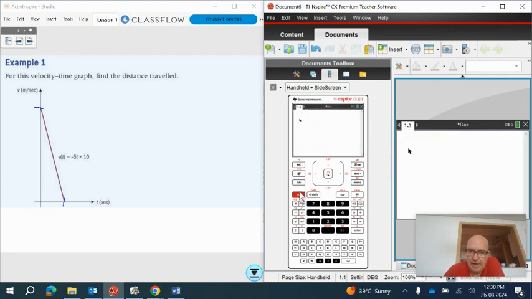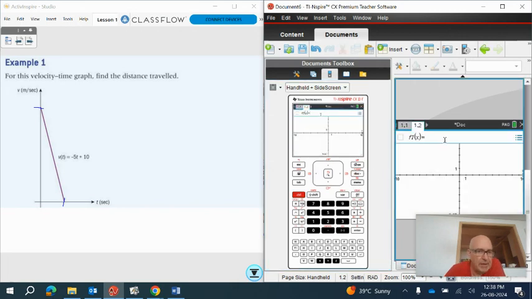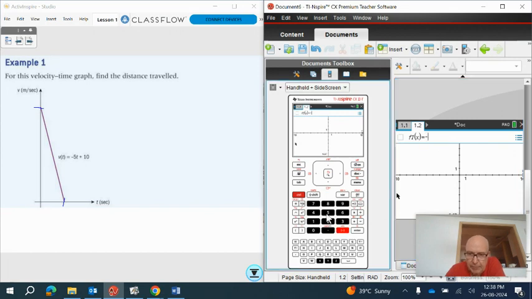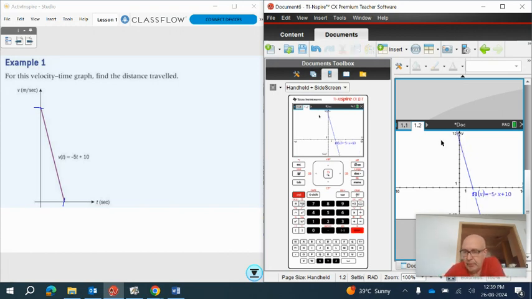I'm going to add a graph, Control, add graph, and I can put that in. That is minus 5 times x plus 10. We get a graph that looks like this. I need to extend this up. It's going to go up a little higher. Let me just change that, and we see the graph.